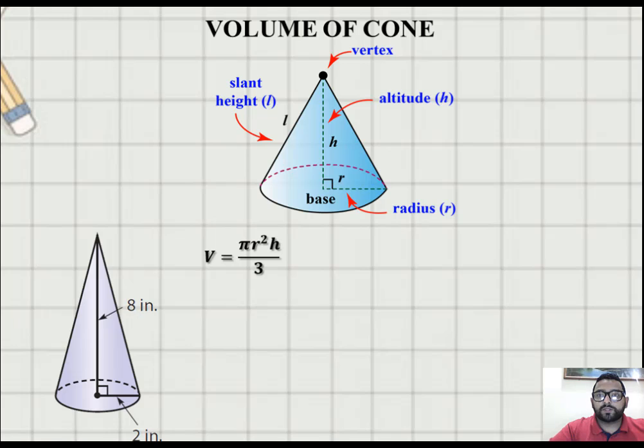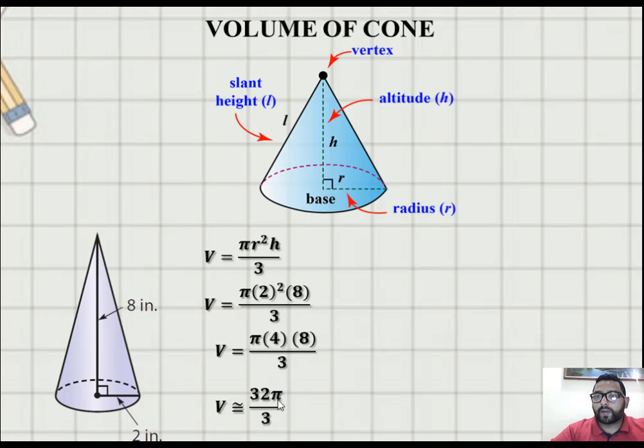Remember, this is altitude, this is radius, so you replace here in the formula, and then you are going to multiply 2 times 2, 4, and 4 times 8 gives us 32. So we have 32 divided by 3, and we only copy the symbol of pi.